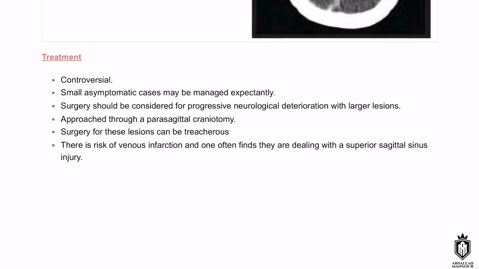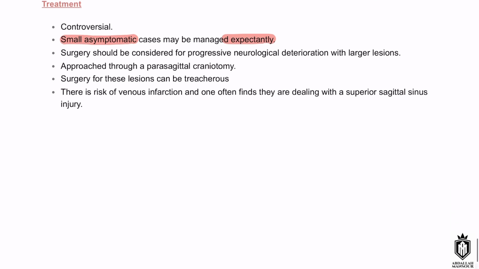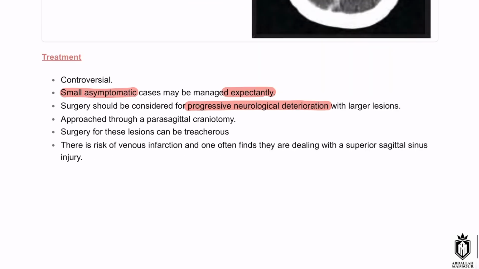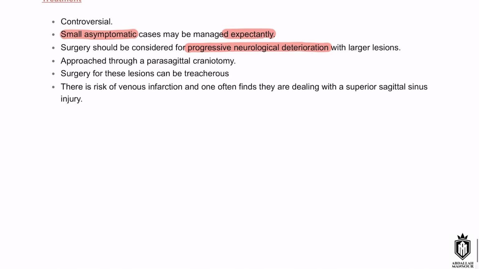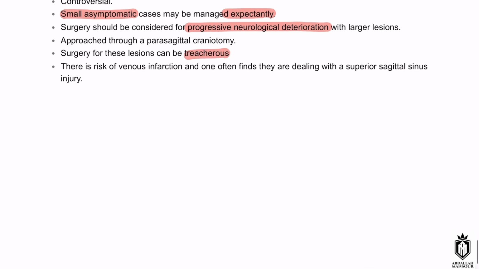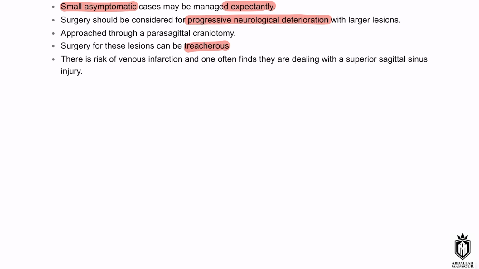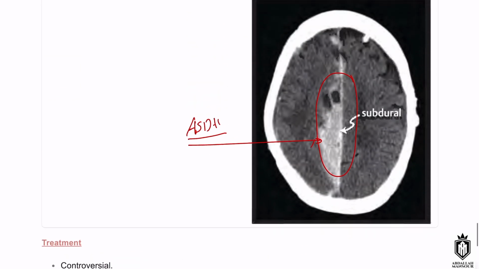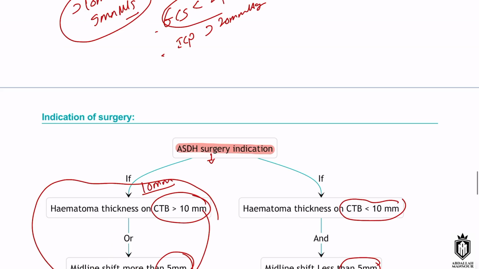The management, if it's small and symptomatic, can be expectant or conservative, and surgery should be considered if your patient has progressive neurological deterioration with a large lesion. Approaches would usually be through a parasagittal convexity craniotomy, and the surgery of the lesion can be treacherous or can also lead to significant bleed as well. All right, and also there is a risk of venous infarction if you go with this pathway.